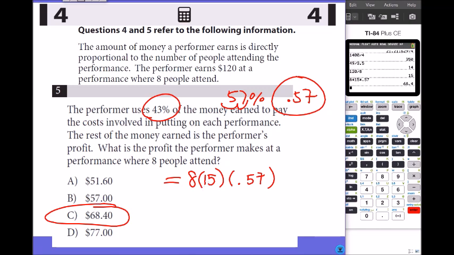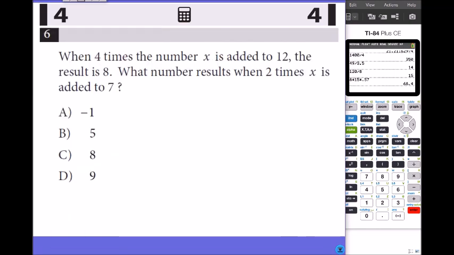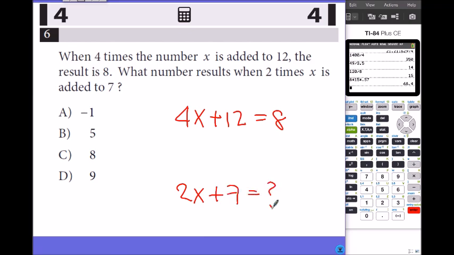6, when 4 times the number x is added to 12. So 4 times the number added to 12, that is 8. What is 2x added to 7? So here, you don't have to solve for x. If you can find 2x, then you can probably save 2 steps, right? You don't have to divide by 4 to get x, and you don't have to multiply by 2 to get 2x. So just solve for 2x.